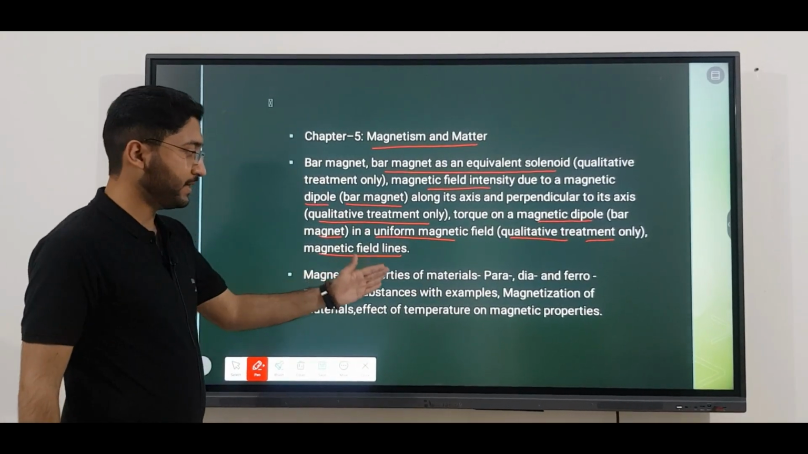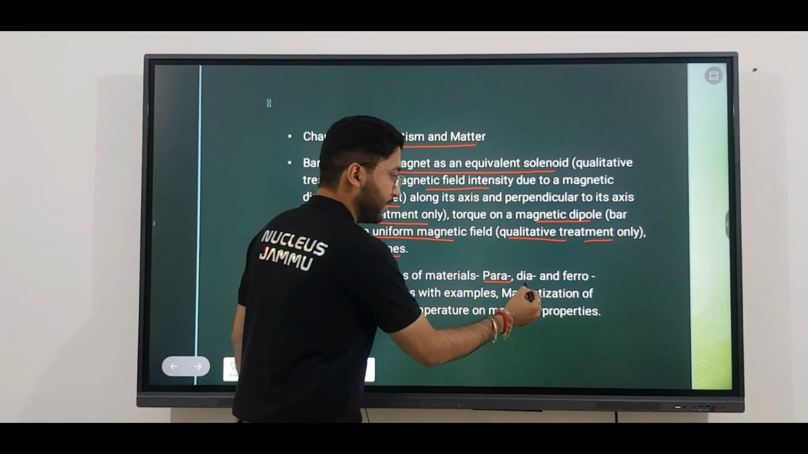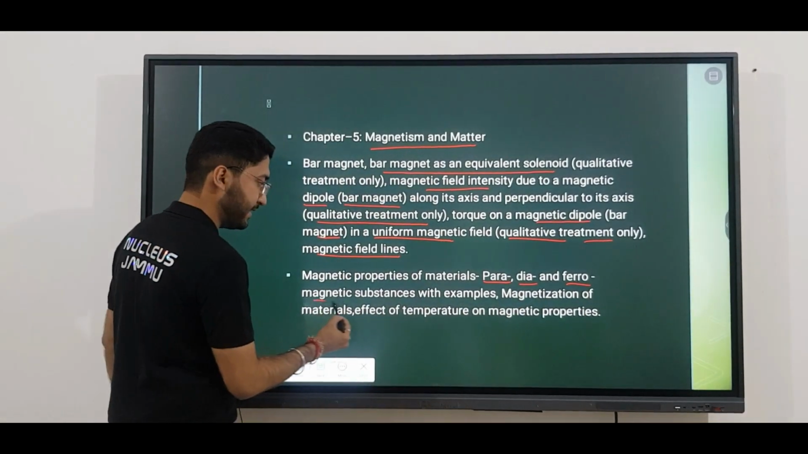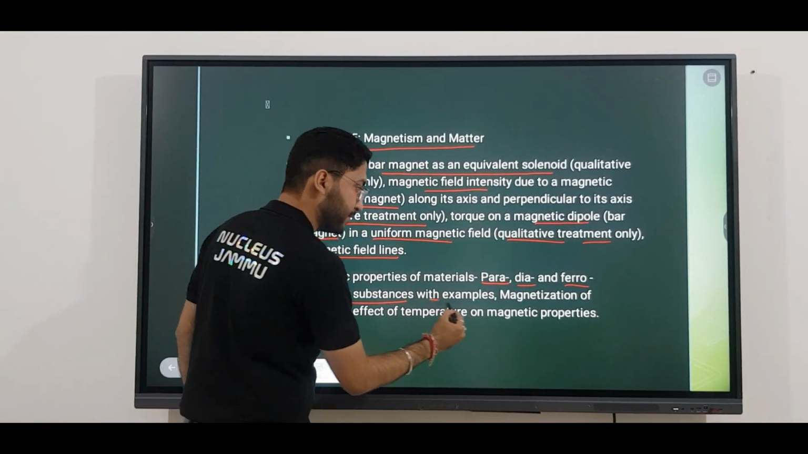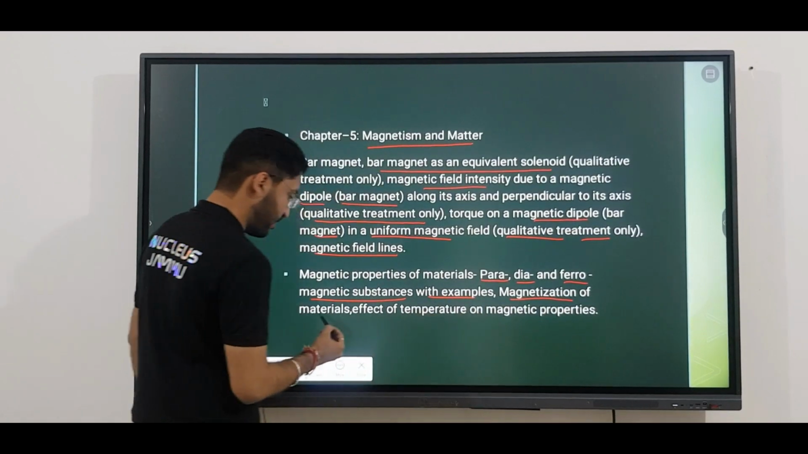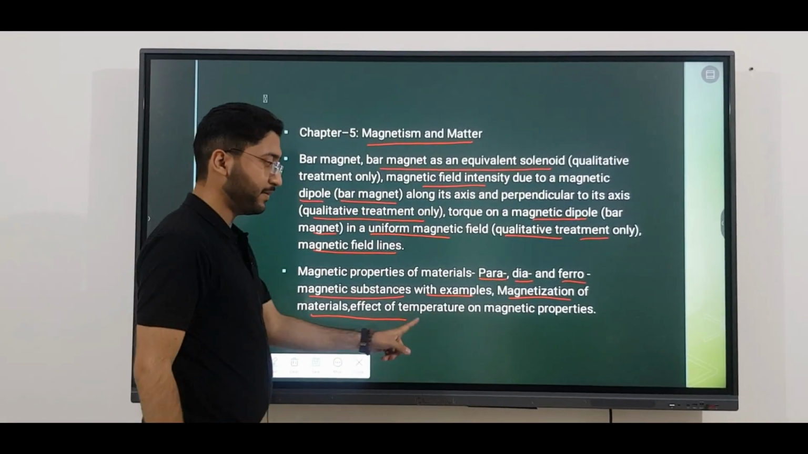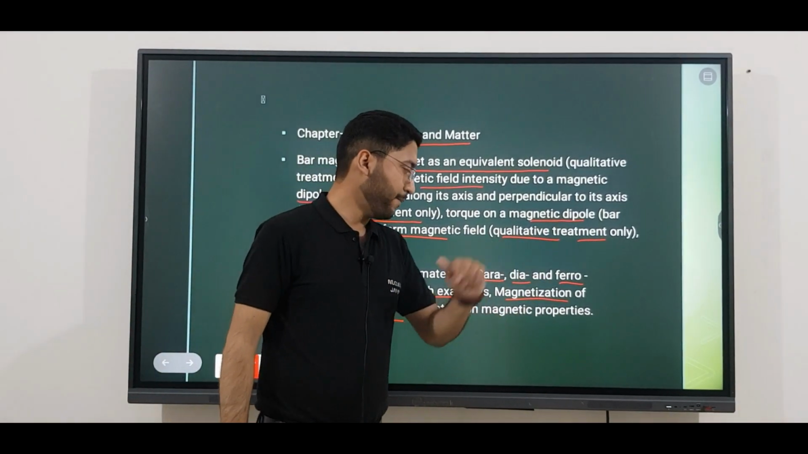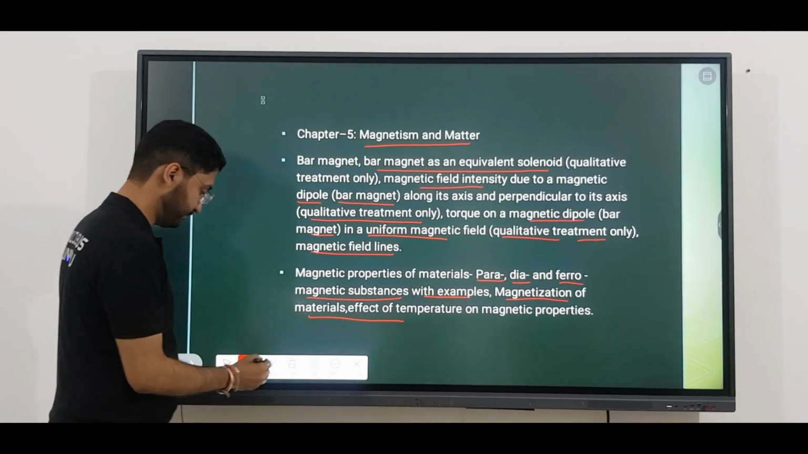Magnetic properties of materials, mainly para, dia and ferromagnetic substances, with examples, magnetization of the materials, effects of temperature on the magnetic properties.